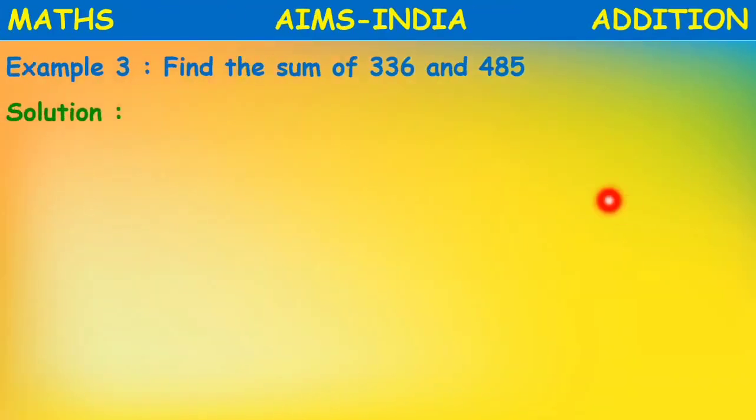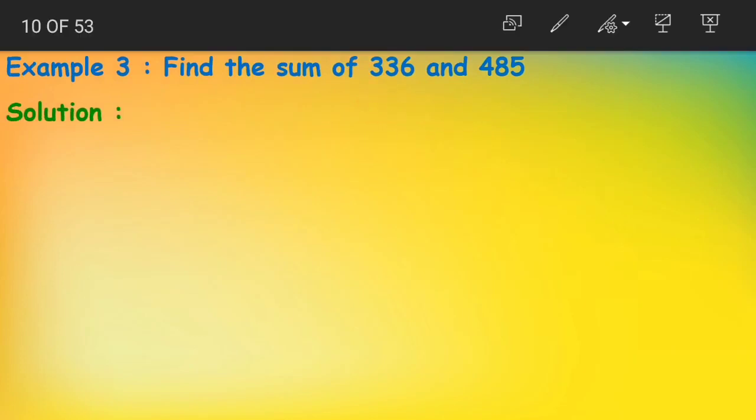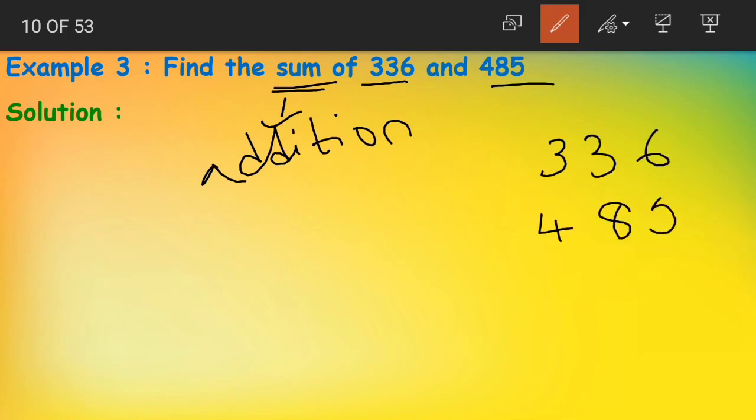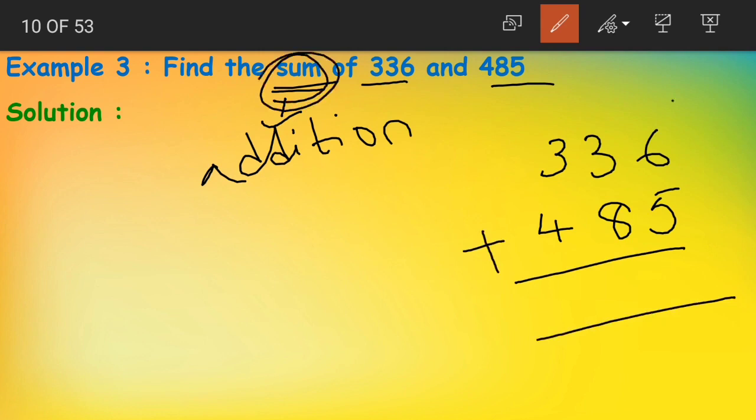Example 3. Find the sum of 336 and 485. Now again, sum means what? Sum means addition. Yes, sum means addition. The first step would be to write both the numbers vertically. 336 and 485. Now what should we do? We should add them. We should find out the sum.